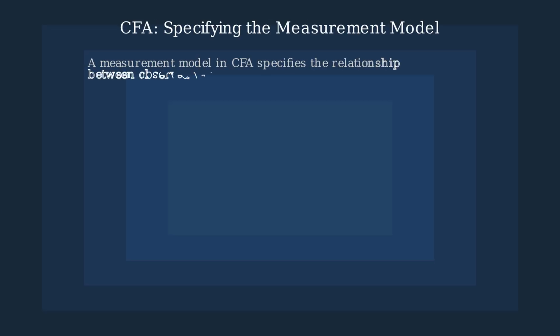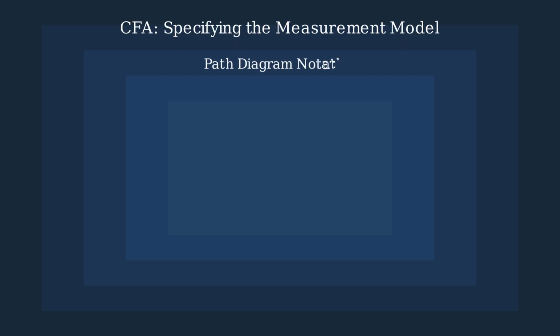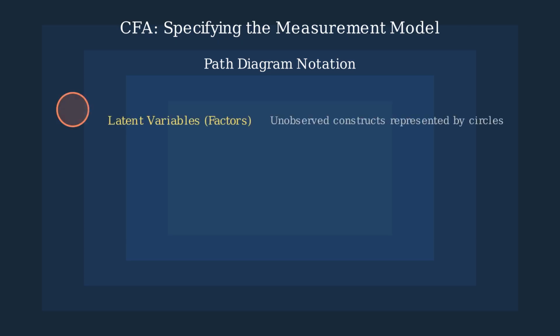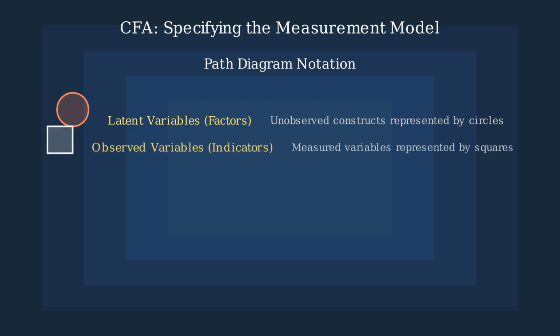In confirmatory factor analysis, the measurement model specifies how observed variables are related to underlying latent constructs or factors. Path diagrams are visual representations of measurement models. Let's examine the key elements of these diagrams. Latent variables, or factors, are unobserved constructs represented by circles in path diagrams. Observed variables, or indicators, are directly measured and shown as squares or rectangles.